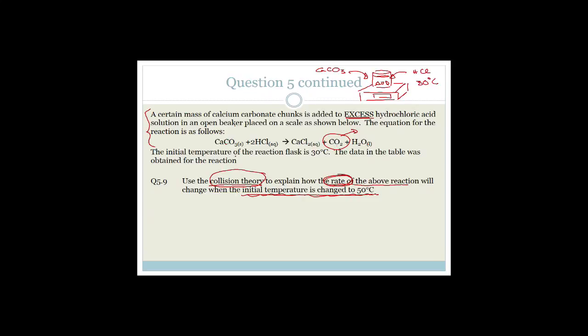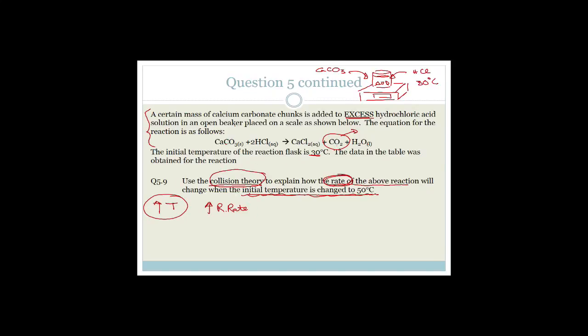Please note that they're talking about when the initial temperature changes to 50 degrees. So what have we done? We've increased the temperature, and that's important. The first thing is we've increased the temperature. So what happens if we increase the temperature? Now this is important. It doesn't matter if it's an endothermic or an exothermic reaction. An increase in temperature will increase the reaction rate. Whether it be endothermic or exothermic makes no difference. It's going to increase the rate.